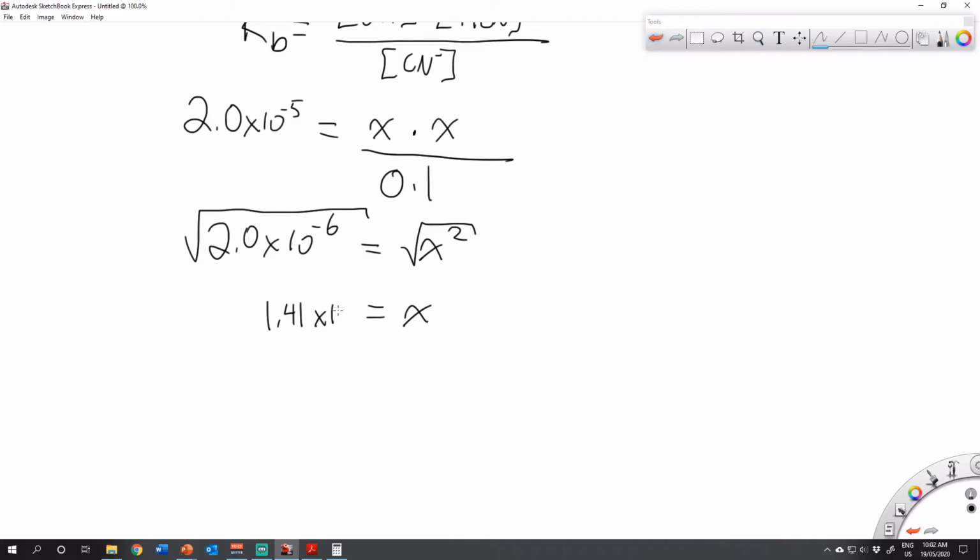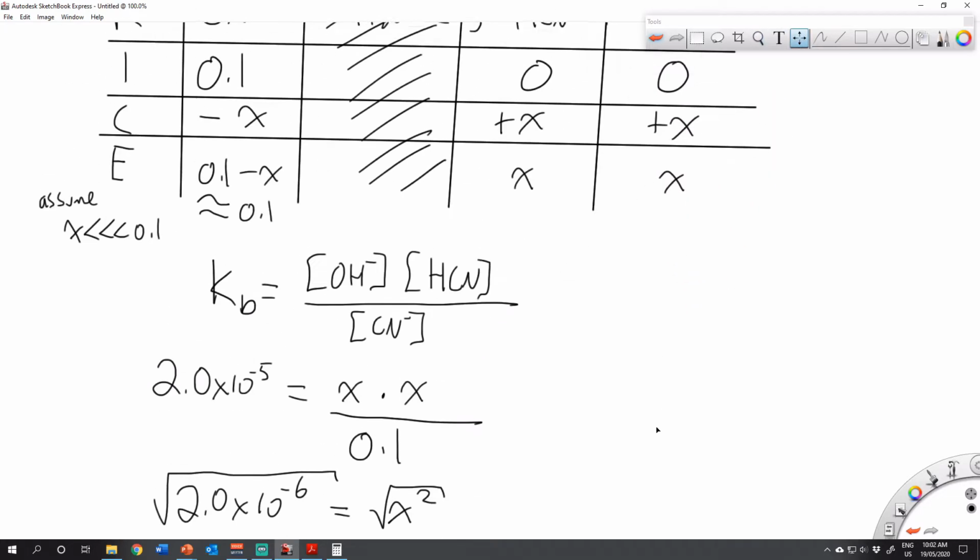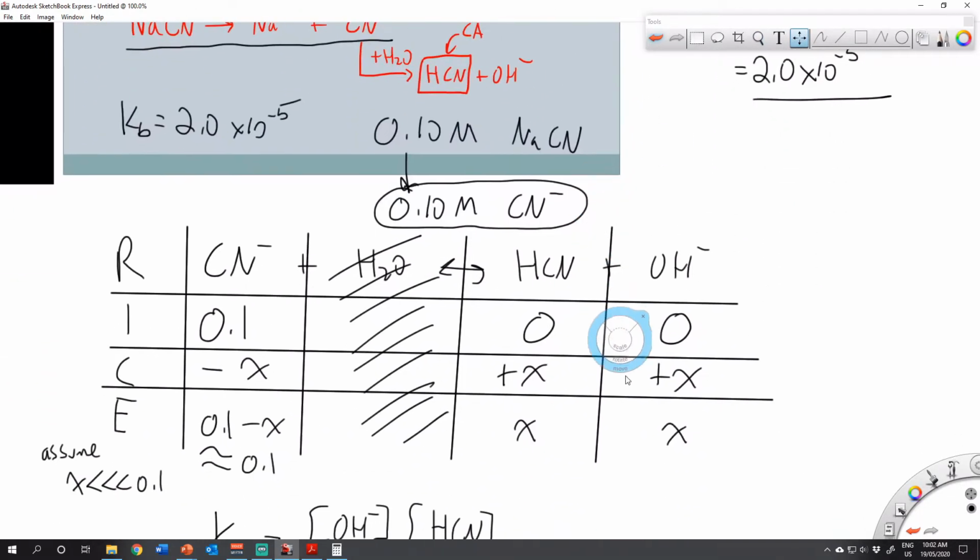1.41 times 10 to the negative 6, taking the square root, same as dividing. So this is x, which also happens to be the concentration of OH minus, and also the concentration of HCN. Now the question is asking us for the pH, I believe. Let me just check. Yeah, what is the pH?